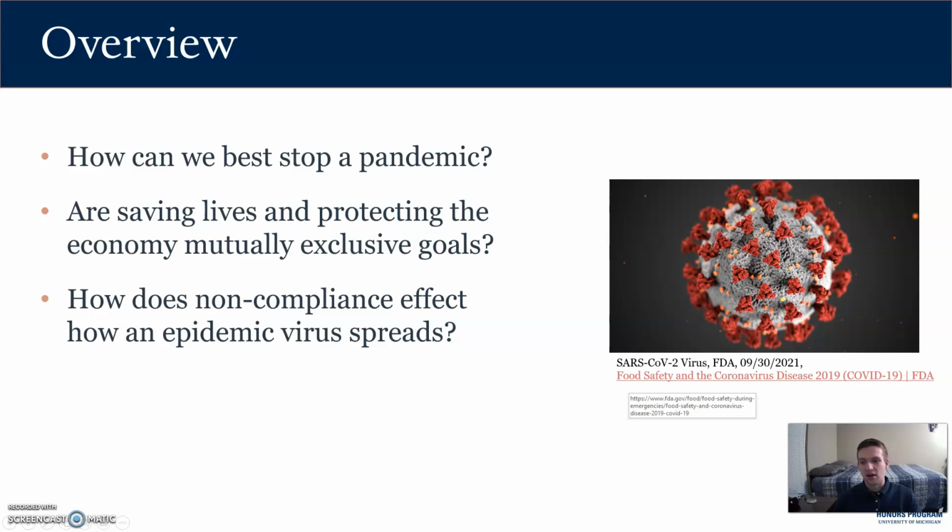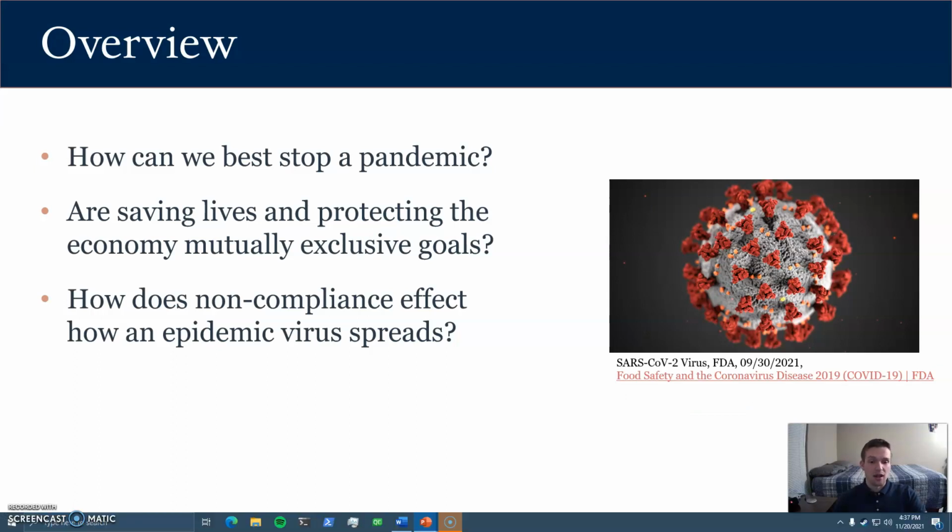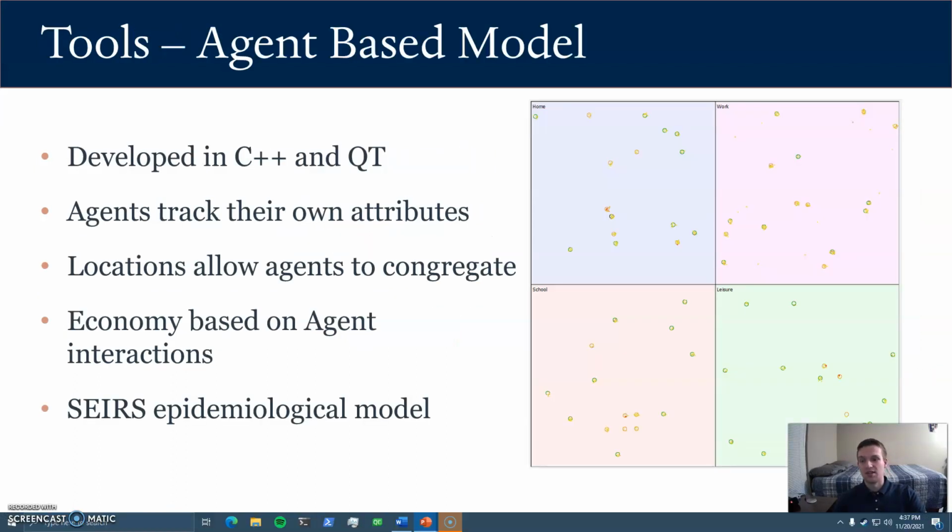Then lastly, the last question I wanted to take a look at was, how does non-compliance affect how an epidemic virus spreads? Say you have all of these mitigation strategies in place. If you have people in the population that do not listen to them, how does that affect the spread overall? And are you still able to stop the virus even if you have these people that are not complying with the strategies set in place?